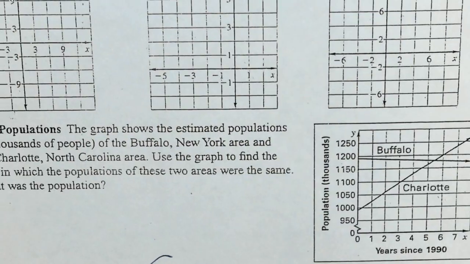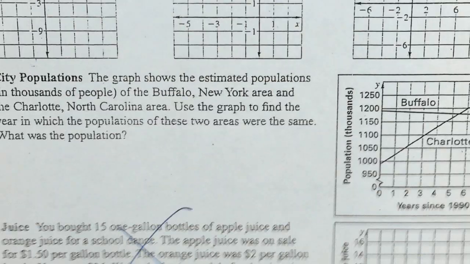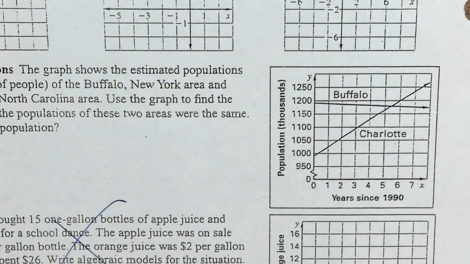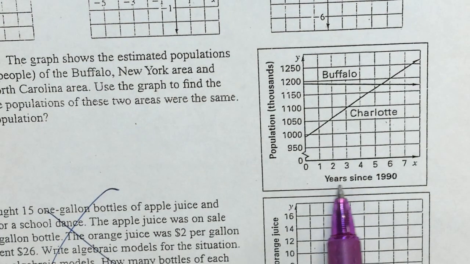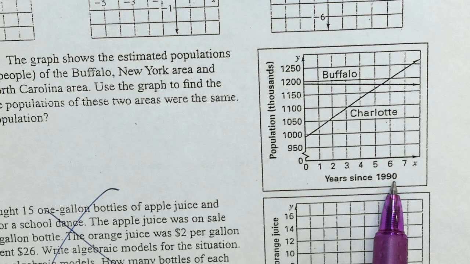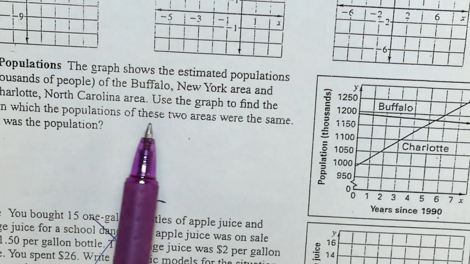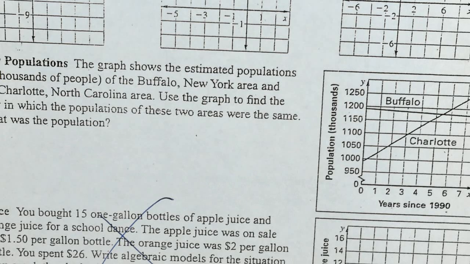Okay? And then on 22, please don't skip it. It's literally graph for you. Do it. Okay? You do have to interpret that it says year since 1990. And then it says in what year were they the same. So you're just looking for where they touch each other. Yes? All right, get started.